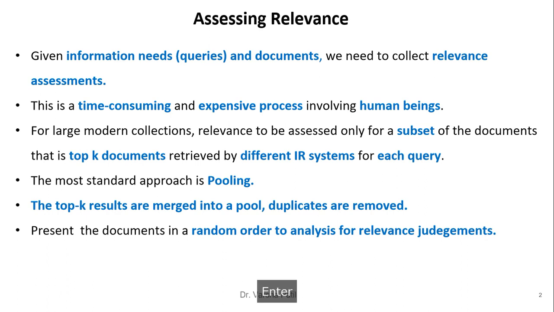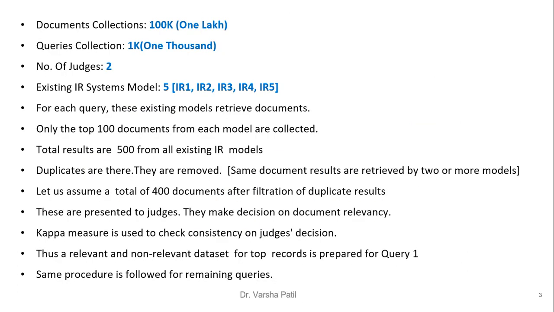Now we will see this with an example. Suppose the document collection has 1 lakh documents, and the queries to be fired on that data number 1000. There are 2 judges, and 5 existing IR models retrieving documents in ranked order. For each query, these existing models retrieve documents. Only the top 100 documents from each model are collected. Total results are 500 from each query, assuming each model retrieves its top 100 documents. This approach is called the pooling approach.